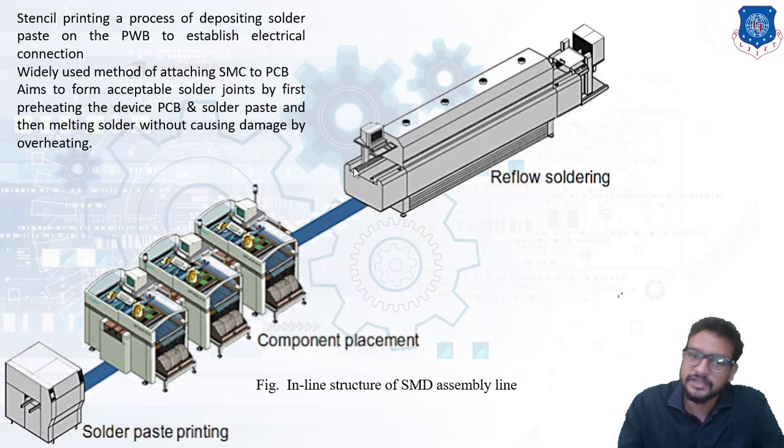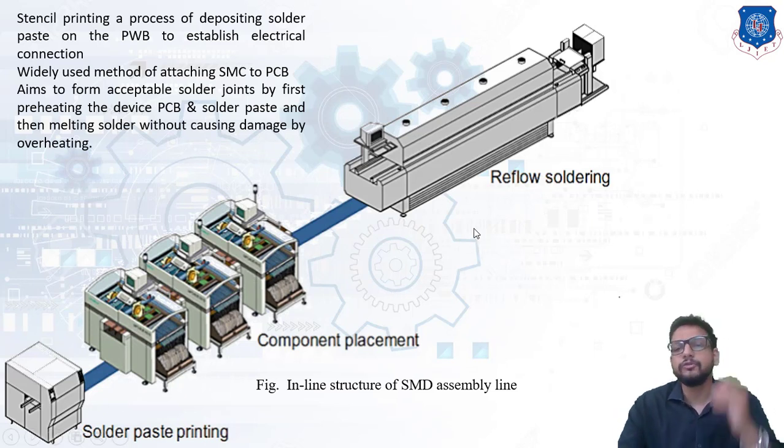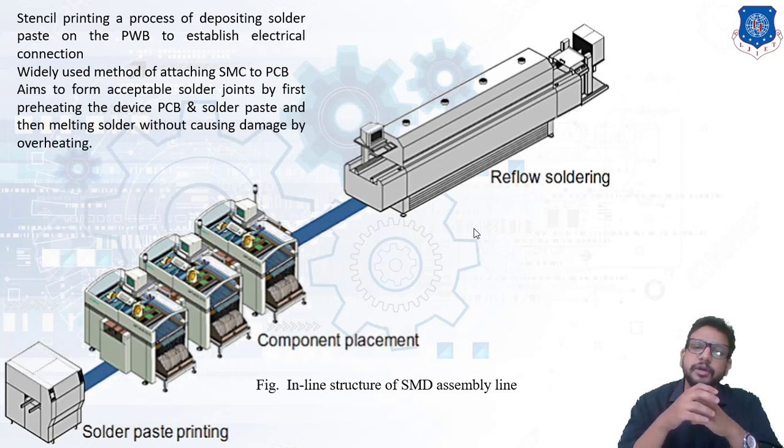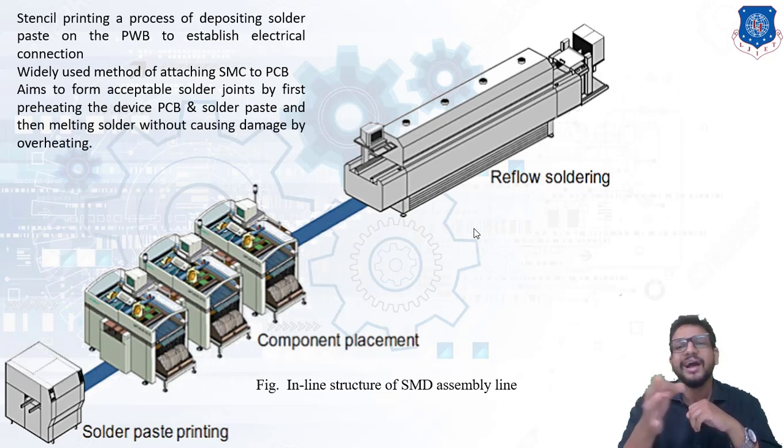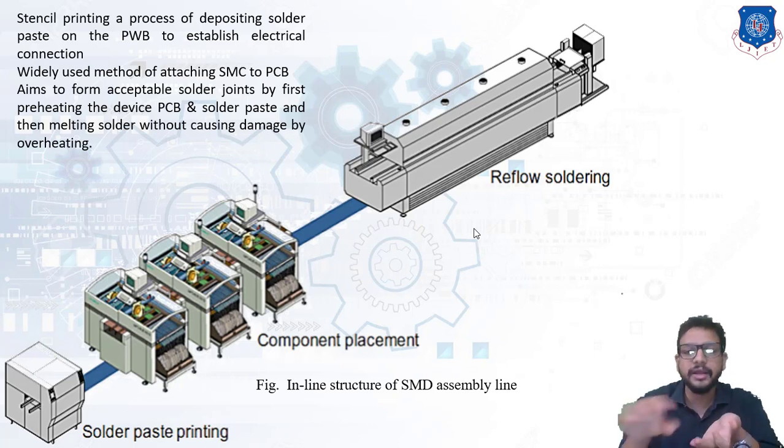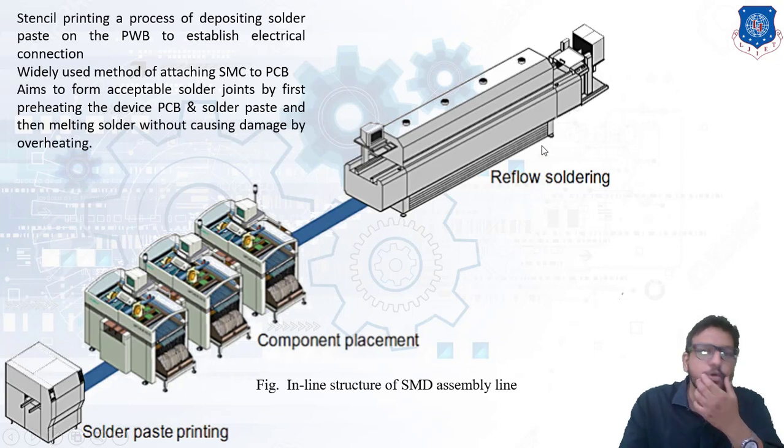to provide a connection. And then it is sent into a reflow soldering device, where it aims to form acceptable solder joints by first preheating the device, that is the printed circuit board and solder paste, and then melting the solder without causing any damage by overheating. This means that the proper connections are formed, or if extra solder is provided at a particular place, it is totally melted and removed. That is done in reflow soldering. We can say it is an oven type.